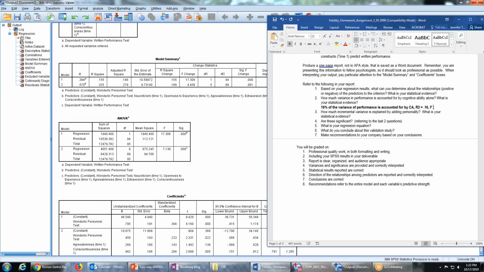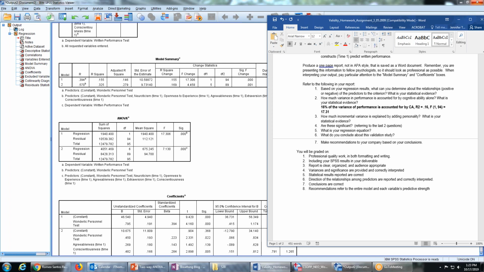So F, my degrees of freedom are 1 and 94 from over here. My F equals 17.31, and my P is less than 0.001.